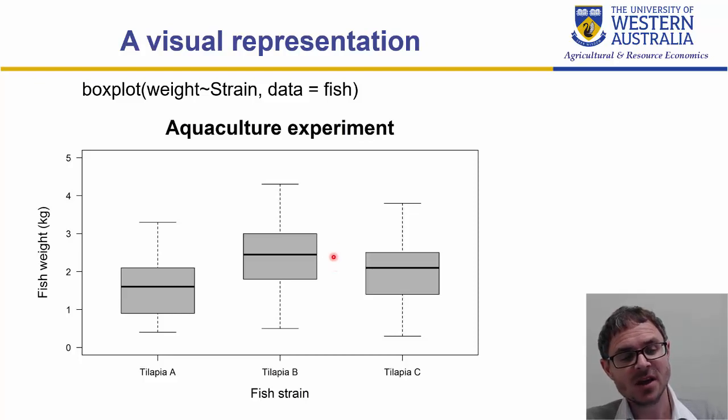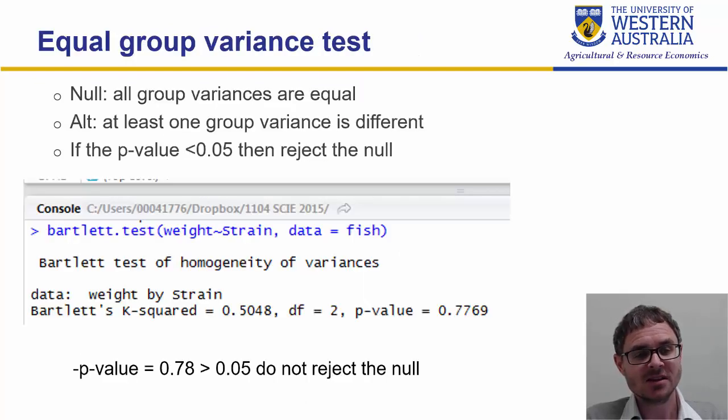I also look at these and I say that the shapes are pretty similar. So when I conduct my Bartlett test, I'm looking at the shape and I'm thinking my null hypothesis is equal group variances, and the alternate is that at least one of the group variances is different. I don't see any strong evidence that the group variances are different in these plots. So let's have a look.